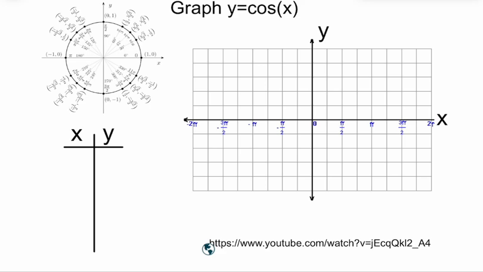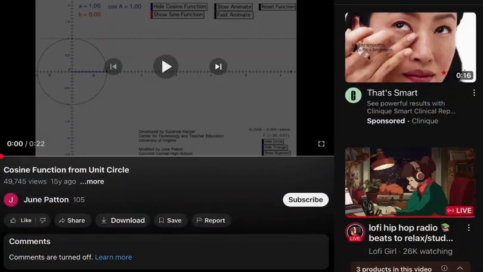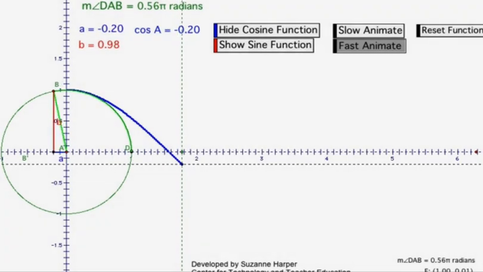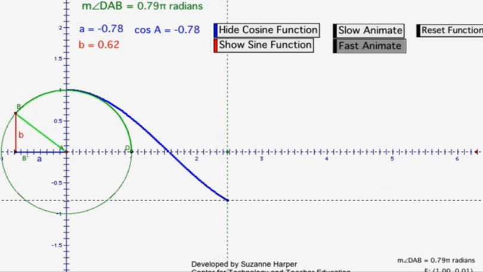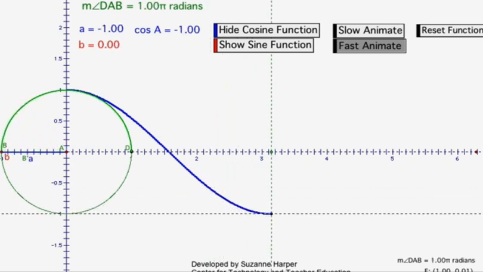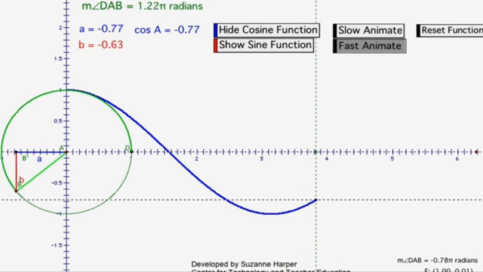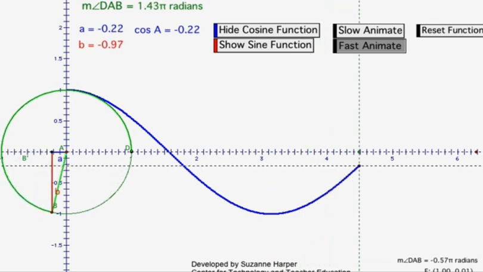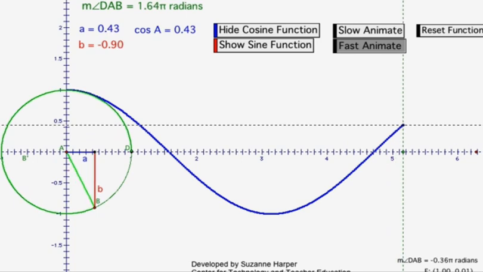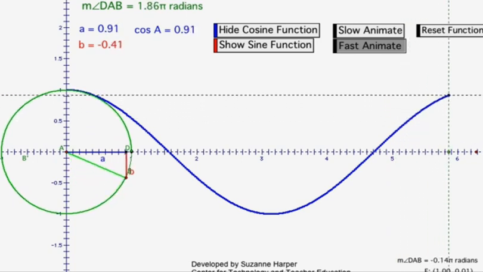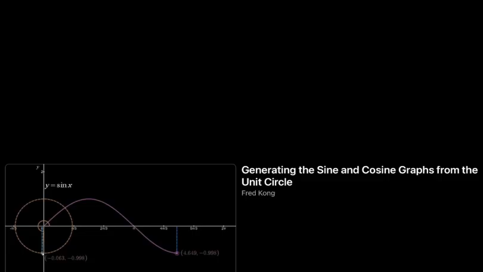Now, before we do that, I want to show you just this quick little video on YouTube. This video is really cool because it shows you what's happening as you loop around the unit circle. So as we go around the unit circle, our length starts at 1. That blue length starts at 1, and then it comes back toward the center. Now it's at a length of 0, and then it goes back to 1.